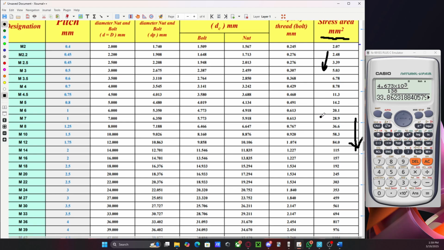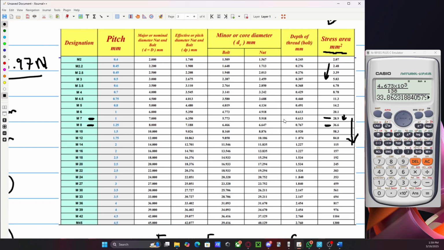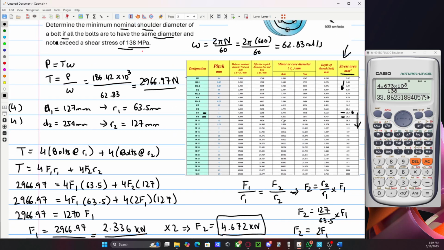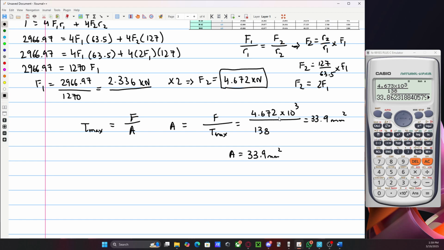So we find out that this is 28, and this corresponds to M7. And then we have 36. Now our stress area is larger than 28.9, so we know that our diameter should be M8. This is the next allowable diameter that works for us. So the minimal nominal diameter will be 8, so d equals 8 millimeters, so M8. That's your answer.